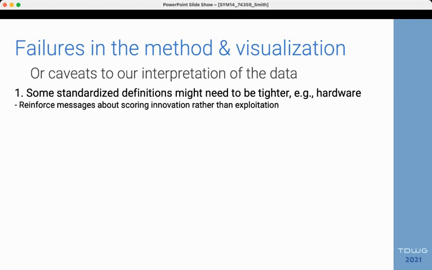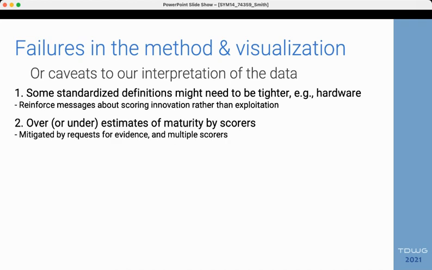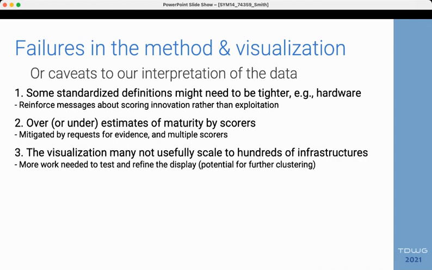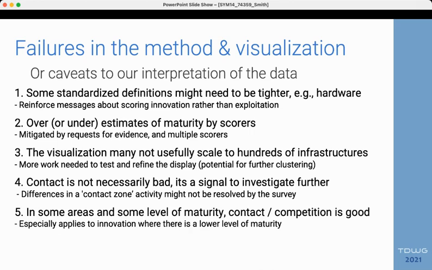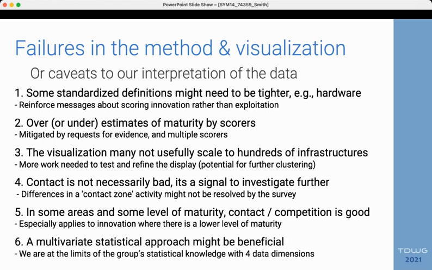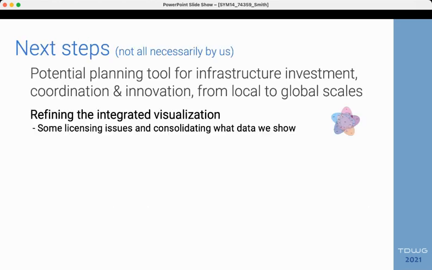Now, there are a few failures in the methodology. So some standardized definitions probably need to be a bit tighter, particularly those about hardware. There was a degree of over or underestimating the maturity by some of the scorers, and we try to mitigate that by having multiple scorers, but that's a hard thing to do. The visualization might not scale to hundreds of infrastructures, and that's something we're currently exploring. It should be borne in mind, not all contact or overlap with an infrastructure is necessarily bad. It's a signal really to investigate further. And in some areas, competition is good, particularly where there's lower levels of maturity. And a statistical approach might be useful in terms of some of the visualizations going forward.